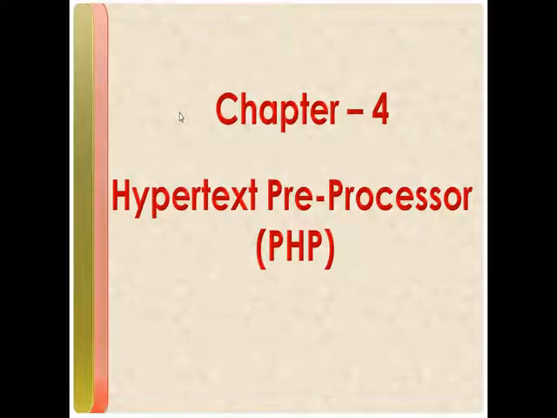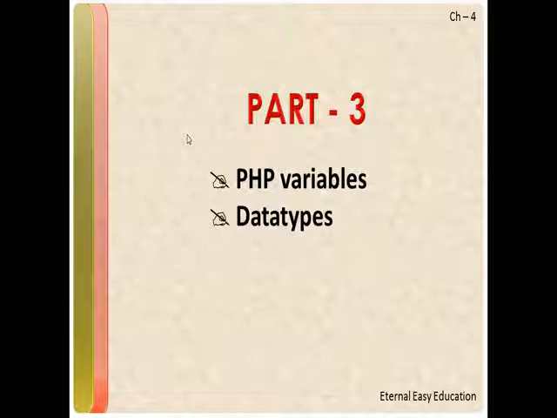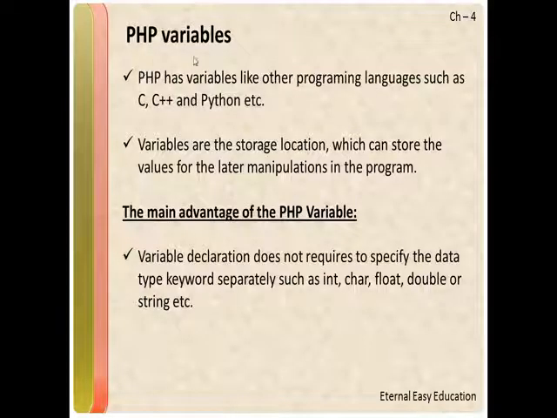In this session you are going to learn chapter 4 PHP. Content of the session is PHP variables and data types of PHP. So what is PHP variables? PHP has variables like other programming languages such as C, C++ and Python. Variables are the storage location which can store the values for the later manipulation in the program.